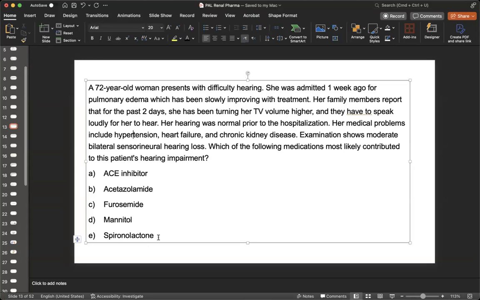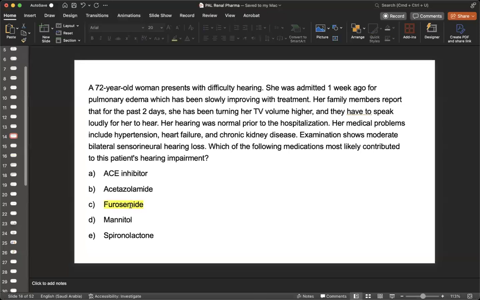So which of these medications could have caused hearing impairment? ACE inhibitor, not really. It causes cough. Acetazolamide, what did we say? Acetazolamide causes acidosis, so this is not a side effect. Furosemide is a loop diuretic, so it can cause ototoxicity. Loop diuretics cause ototoxicity, so this would indeed be the answer. Furosemide is the answer because this patient is having decreased hearing due to ototoxicity. Okay, we already went through spironolactone multiple times. So next question.